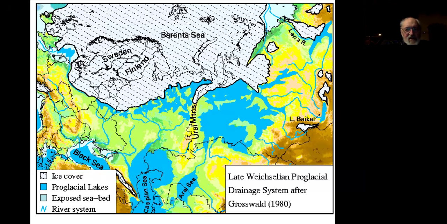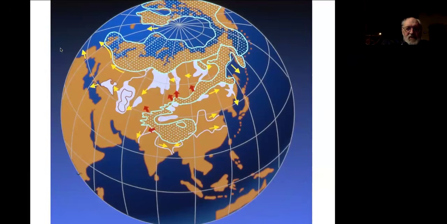Now, around the western margin of this, there was a pathway for this water. The ice went across from northern Norway into the northern isles of Britain and Ireland. And it was blocked at the northern end. So there was one pathway for that water to escape.